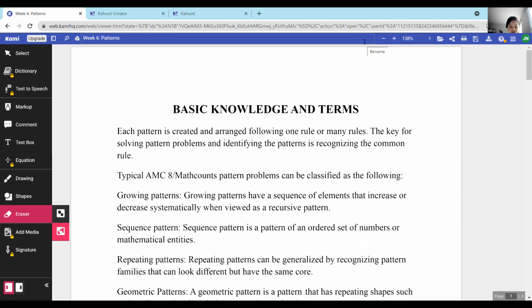So the key for solving pattern problems and identifying the patterns is recognizing the common rule. And here are typical classifications that you will see in patterns from middle school competitions.